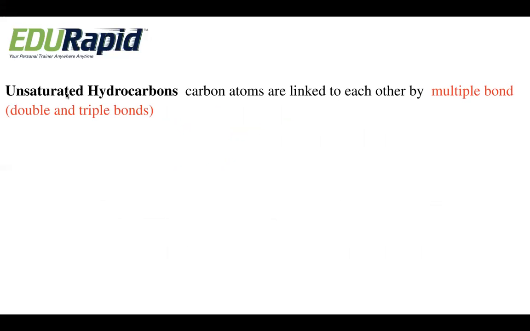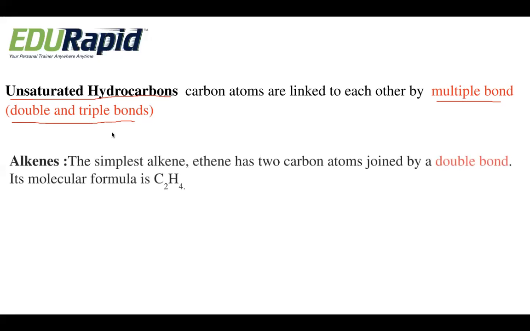What are unsaturated hydrocarbons? We studied about saturated. Now, unsaturated hydrocarbons are those in which the carbon atoms are linked to each other by multiple bonds. Multiple in the sense that it might be a double bond or a triple bond. As in the case of saturated, the carbon atoms are linked by single bonds, whereas in the case of unsaturated, they are linked by multiple bonds, either double or triple.